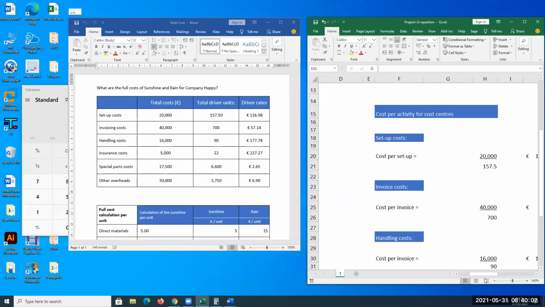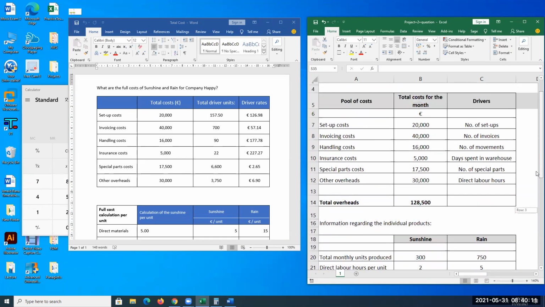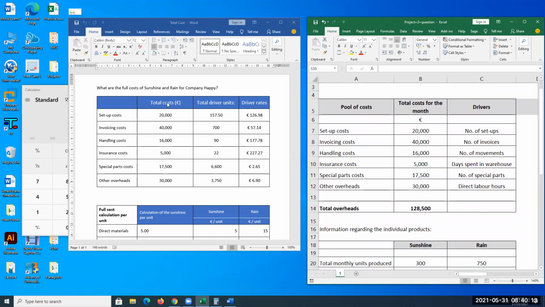Okay, first of all, they were saying that the total cost in euro. Okay, so setup cost. These are the total costs. So I copied these costs here: 20,000, 40,000, 16,000, 5,000, 17,000, and 30,000.